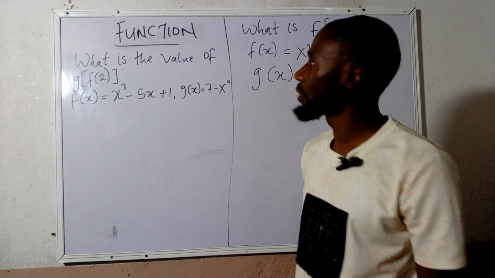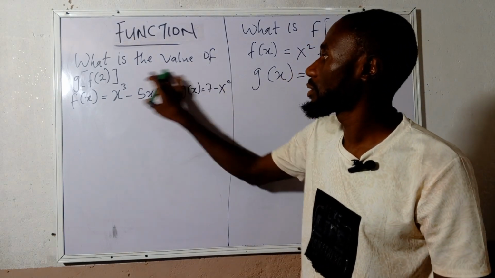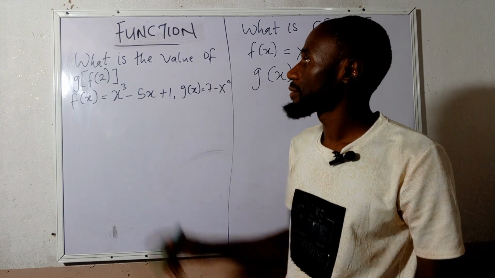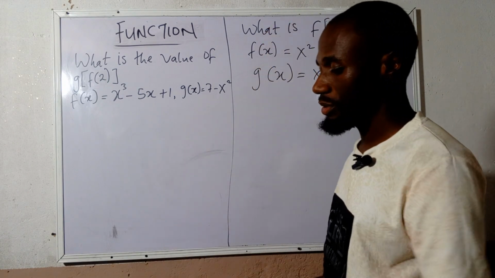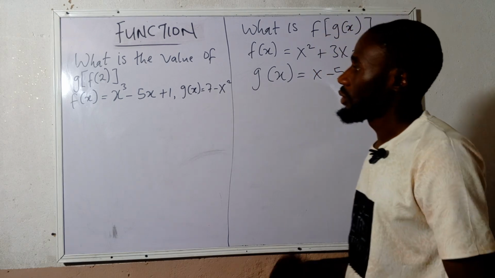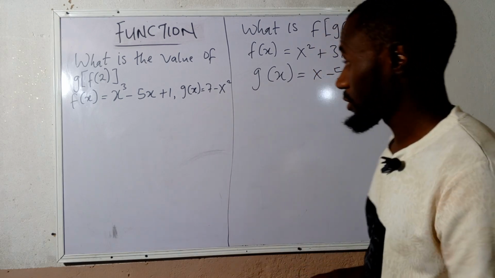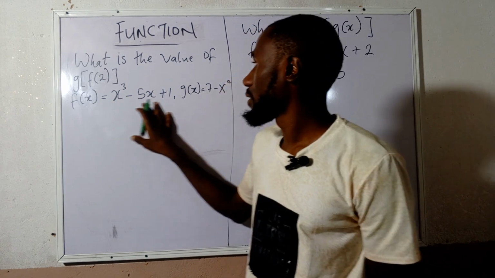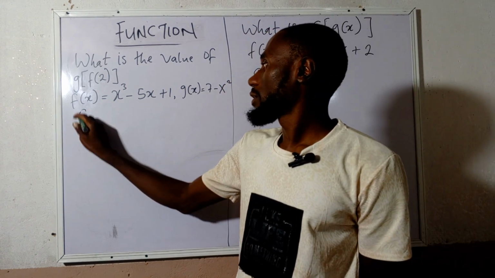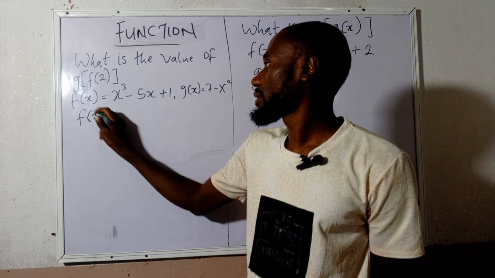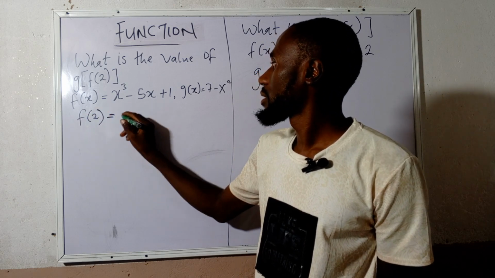Class, in this video we are going to learn how to find the value of g of f of 2. For you to find the value of g of f of 2, we have to substitute the value of 2 in the f of x first. We're going to have the f of 2. Let's find the f of 2 first.